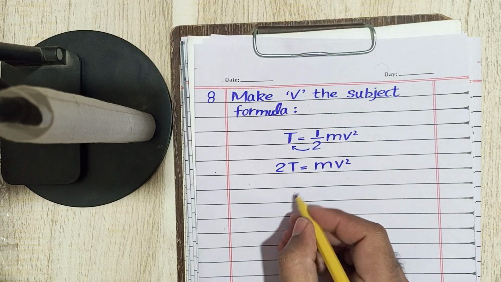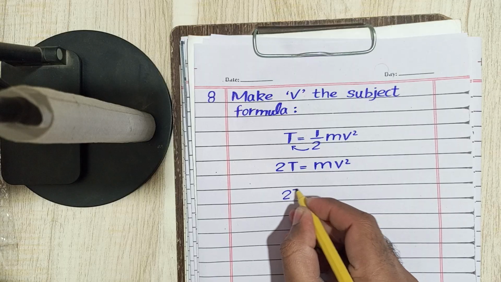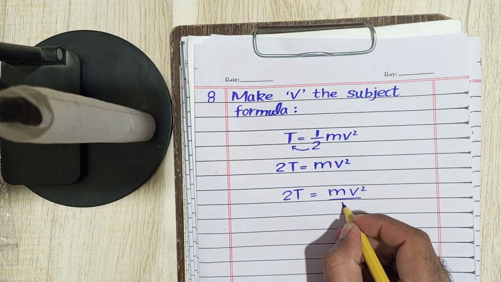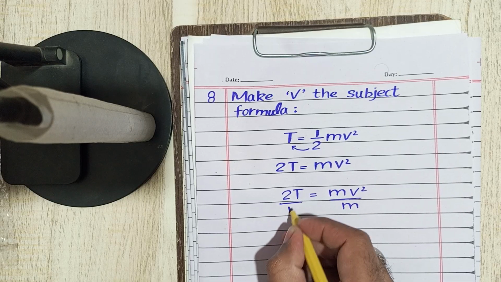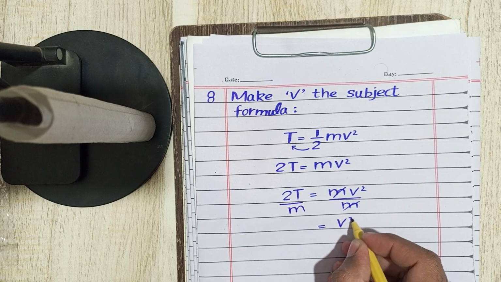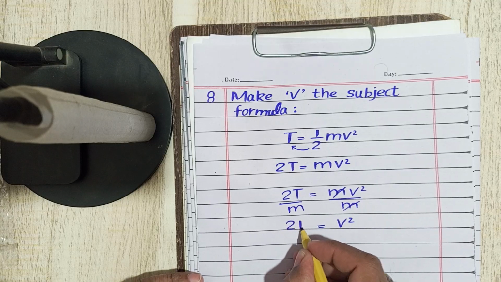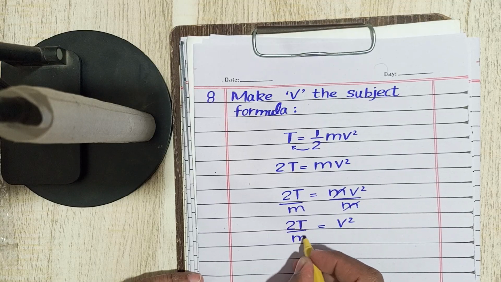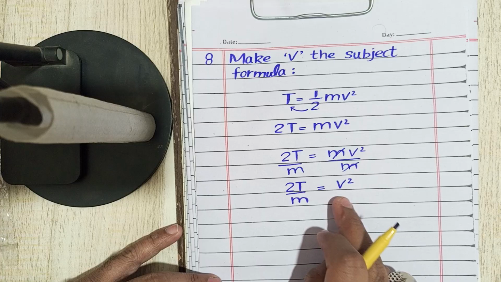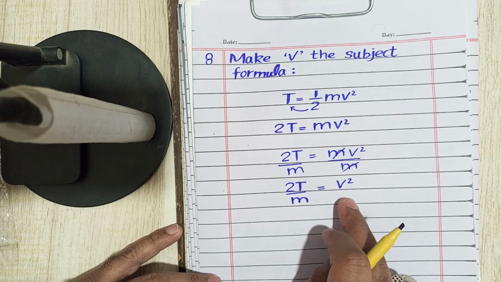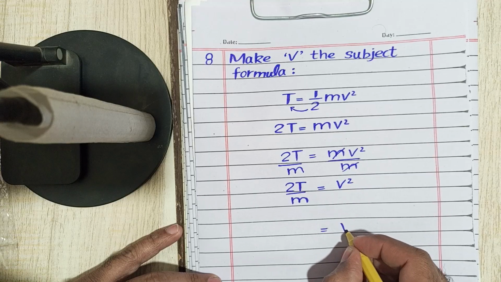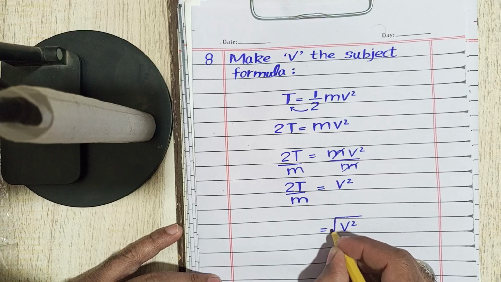So first of all we divide both side with m. So now we divide here mv square with m. So m cancel with this m. So here we have only v square. So we write here 2t divided by m. So now we want to calculate the value of v, but we have v square. So how we remove this square to get v? So we take square root on both sides.